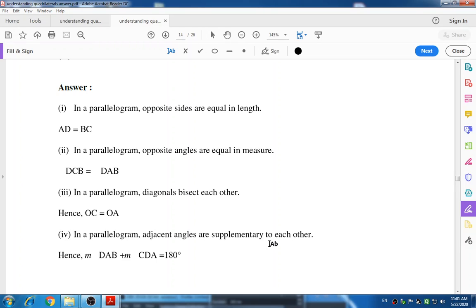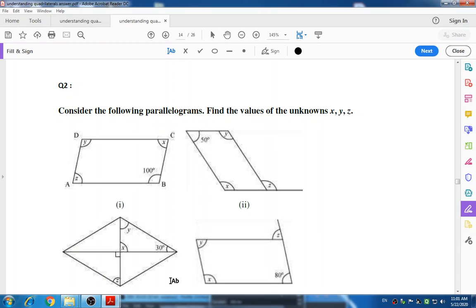So, question number 2. Consider the following parallelograms. Find the value of the unknowns X, Y, Z. Look at here, X, Y, Z. We have to find out the angles X, Y, Z. In the first figure, look at here carefully. We will solve here only.